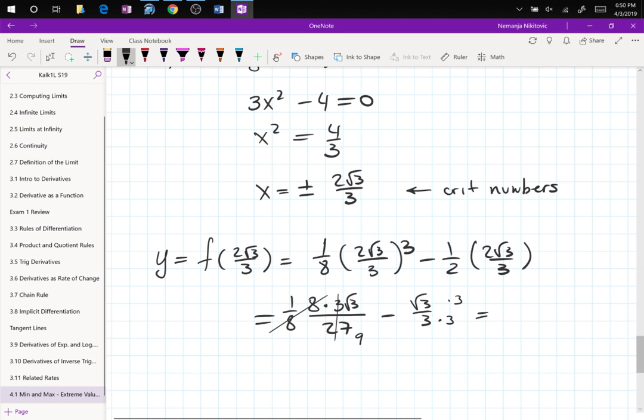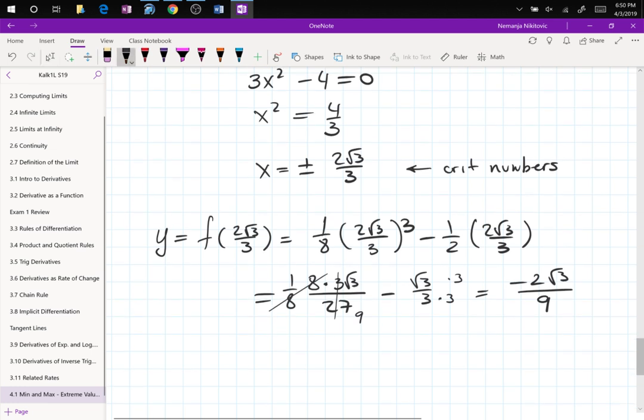So I have 1√3 minus 3√3, which is minus 2√3, divided by 9. So the first critical point is going to be 2√3/3 and negative 2√3/3.